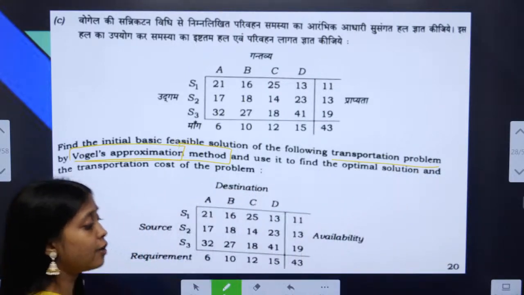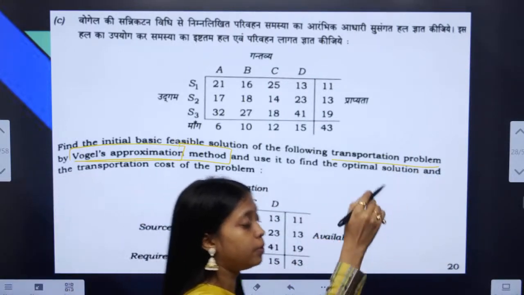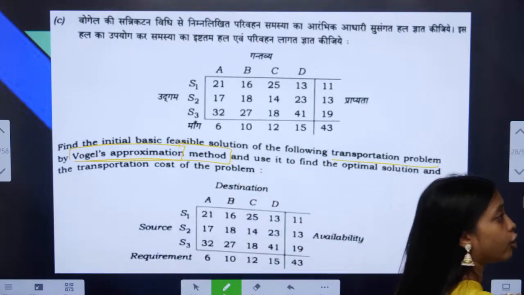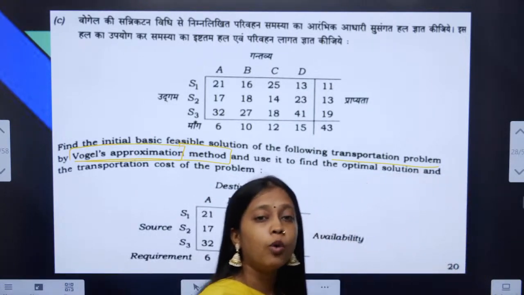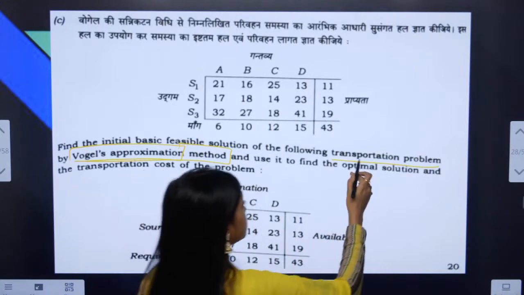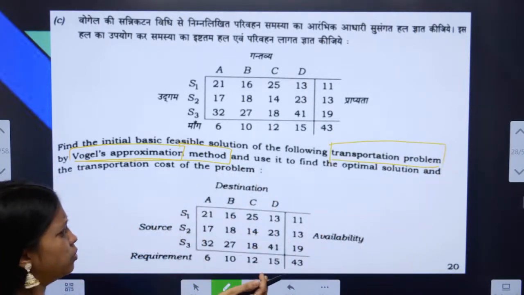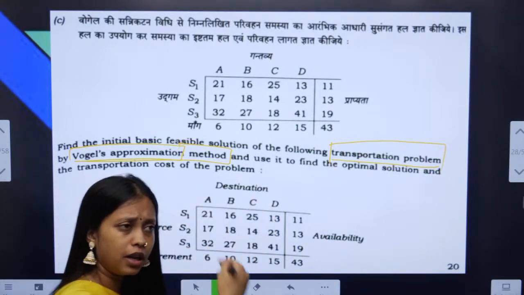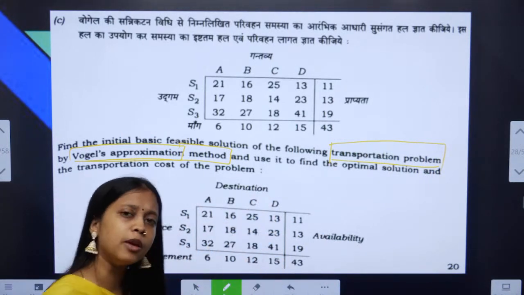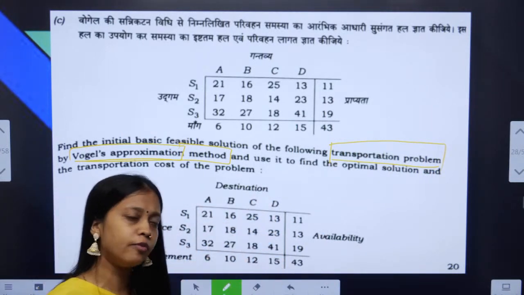Take 1 day for all the transportation problems, and 1 day for all the assignment problems, right. And again, take out the time for every method also. Please get familiar with every method.